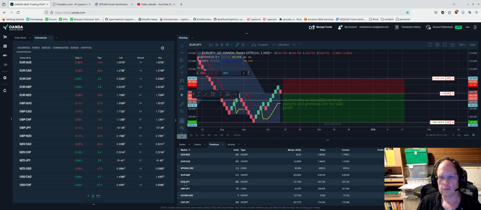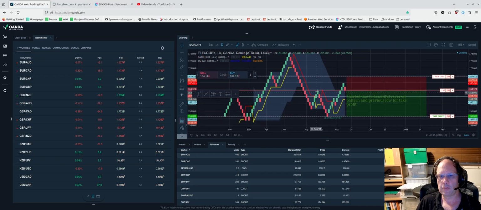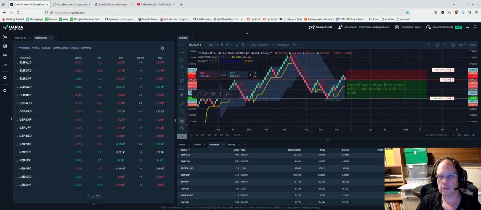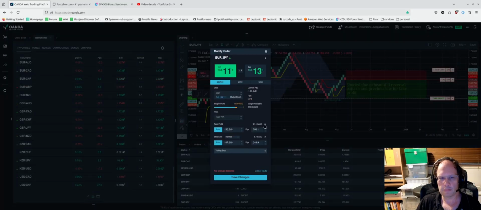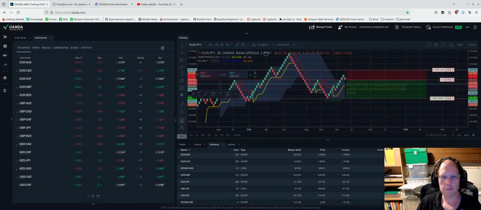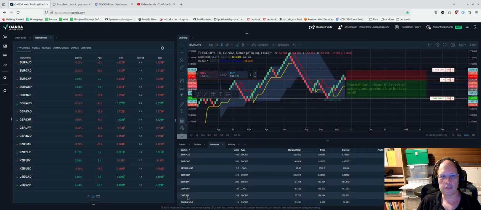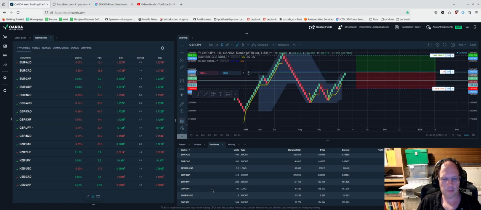Euro Japan, due to beautiful reversal pattern and previous low for take profit. So like it's gone down a peg, and we expect it to keep on zigzagging. Even though there's a higher high there, this high is lower than that high. So we're going to take profit right down there. So what are we risking, and what are we going to get? We're risking $10. We're going to get 21 if we win. Nice. Next, Pound Japan.